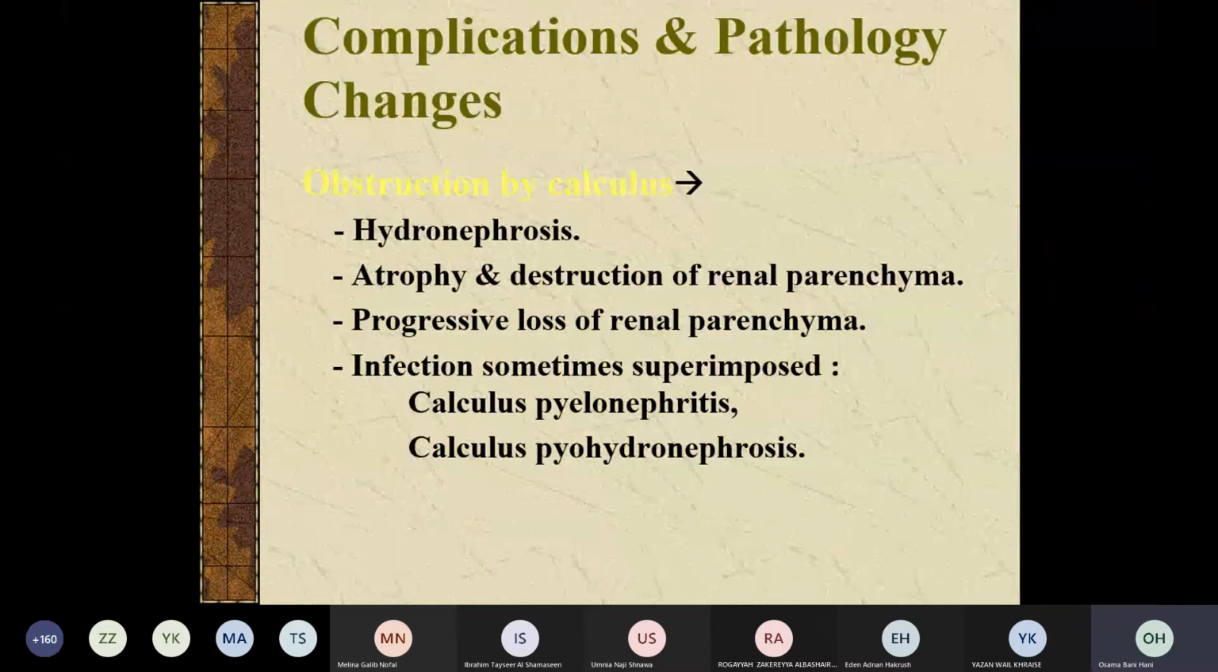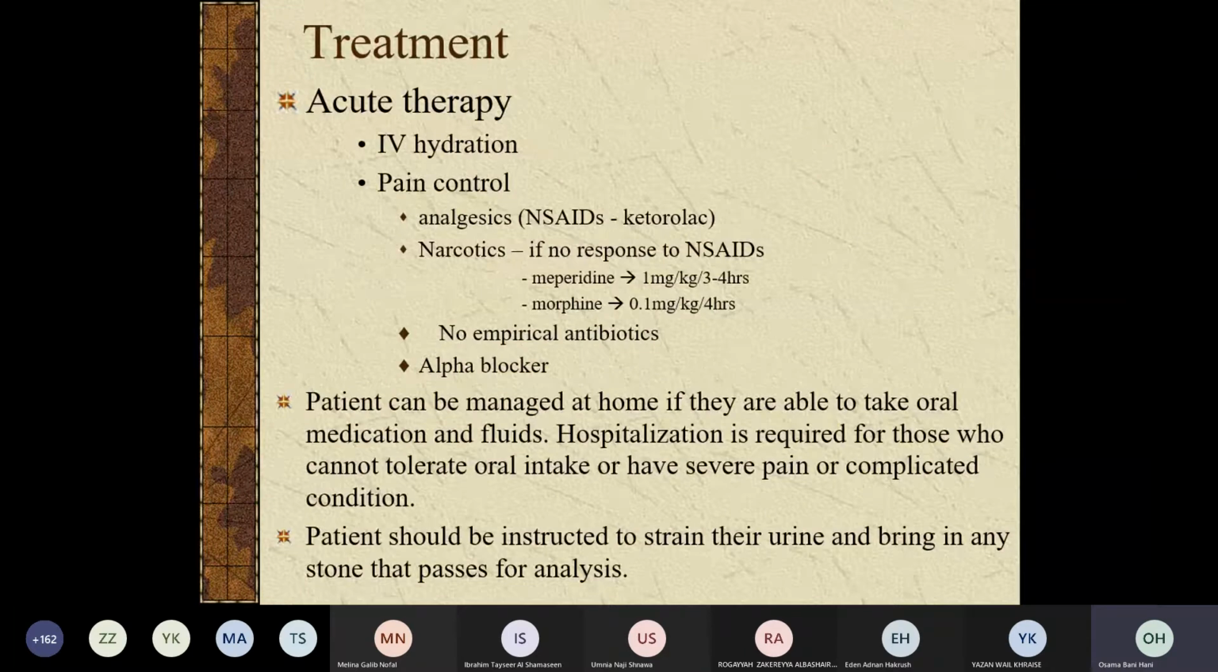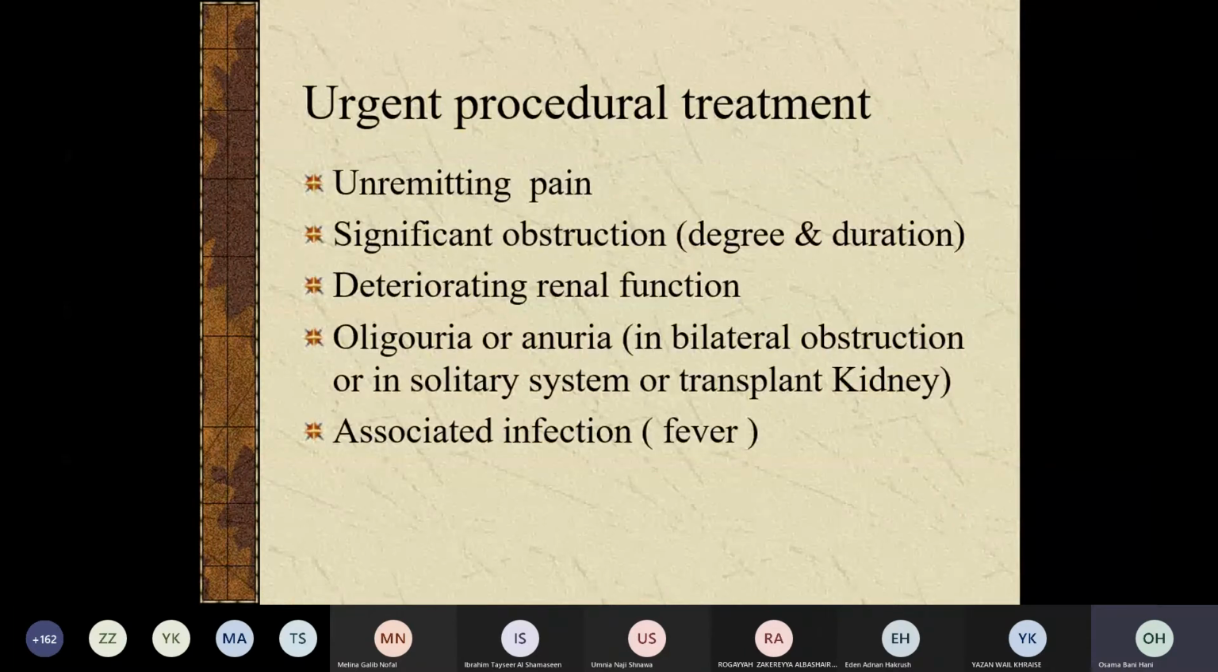Now, as we said, complications of obstruction by calculus will lead to hydronephrosis, atrophy and progressive loss of renal parenchyma, and sometimes infection, either calculous perinephritis or calculous pyonephrosis. Treatment, as we said the other day, is either treating the stone itself or treating the complication of the stone.